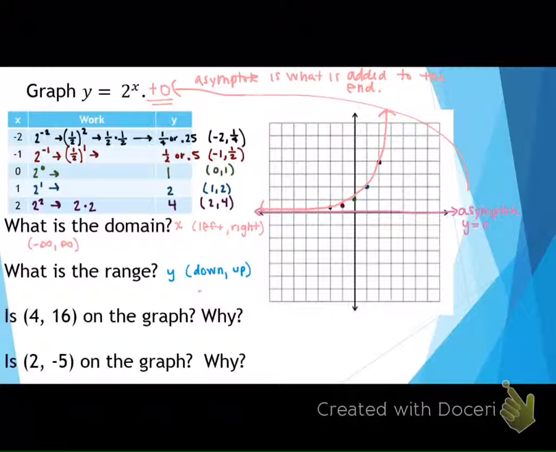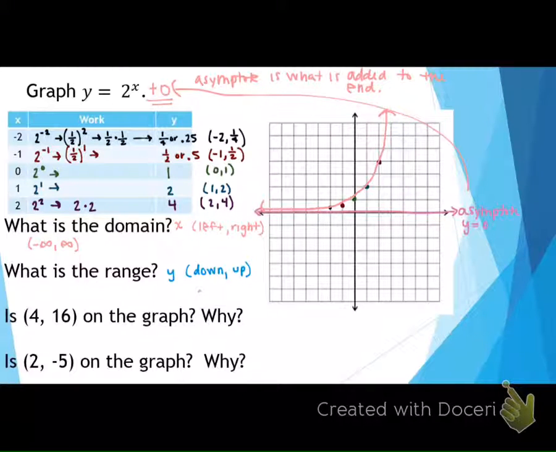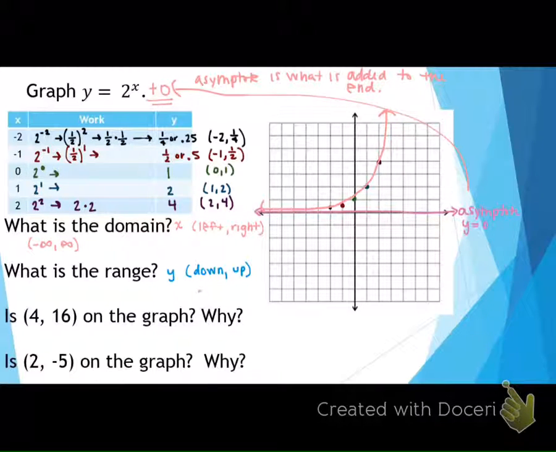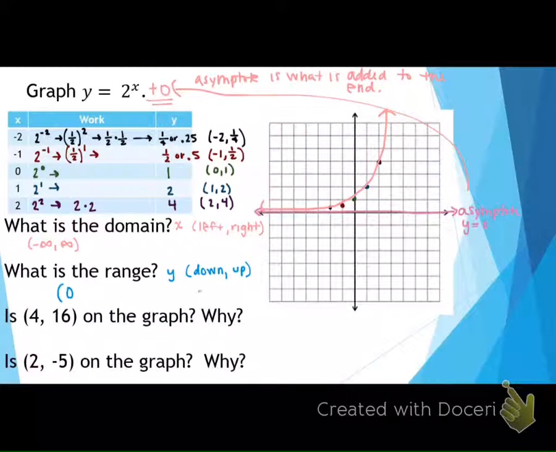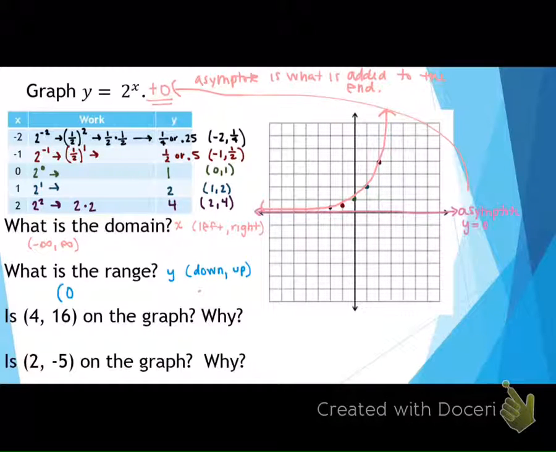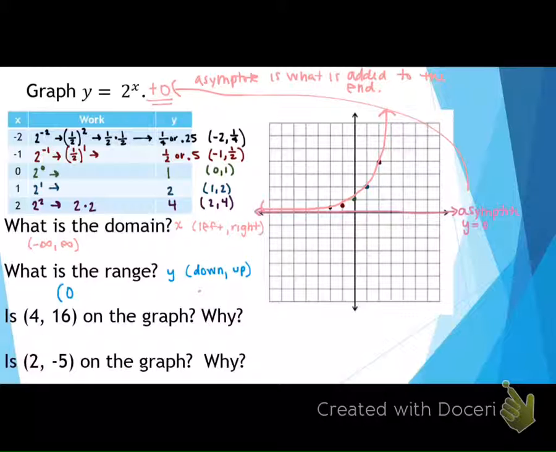What is this line at, Alex? 0. Will it ever reach 0, though? Didn't we just discuss that it won't reach 0? So we can't include 0, so we use a round bracket. Remember, the parenthesis, the round, means not included, and the bracket, the square, means included. 0 is not included. Remember, I did all that work over here that said we're never going to do that if we're going to multiply by 2 constantly.